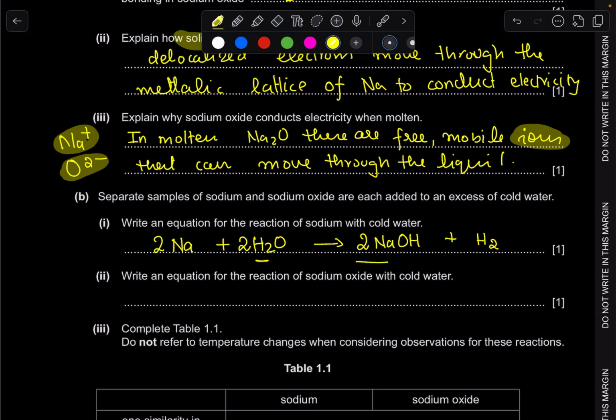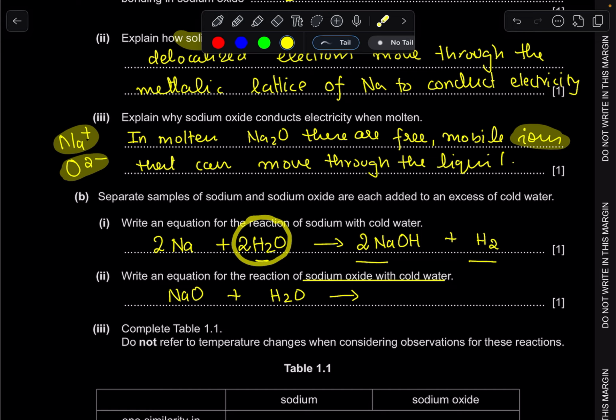Write an equation of the reaction of sodium oxide with cold water. Okay, so when you have sodium oxide and you add cold water to it, now you're not going to form hydrogen gas. Now you're only going to form sodium hydroxide. Remember this. When you add a group 1 or a group 2 metal, not all group 2 metals, not magnesium specifically, because magnesium's reaction with cold water is very slow, it might take some days, but still it's going to react. So when you add a metal to water, you form hydroxide and hydrogen gas.